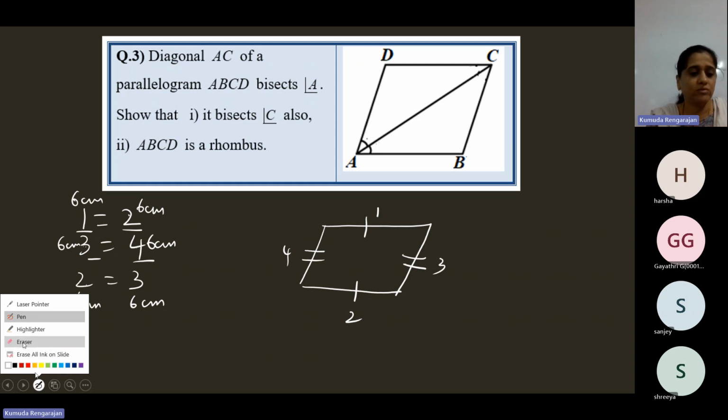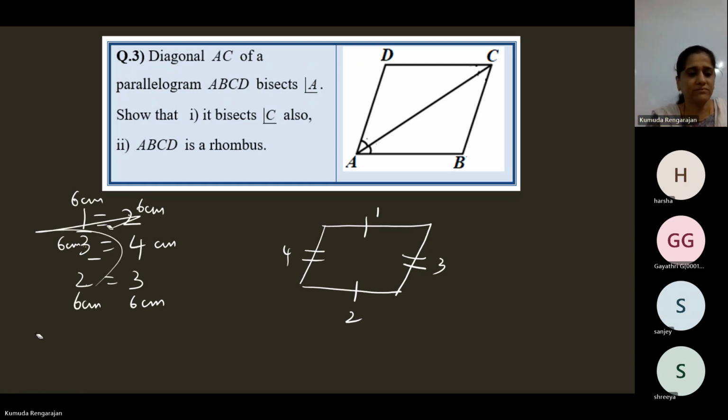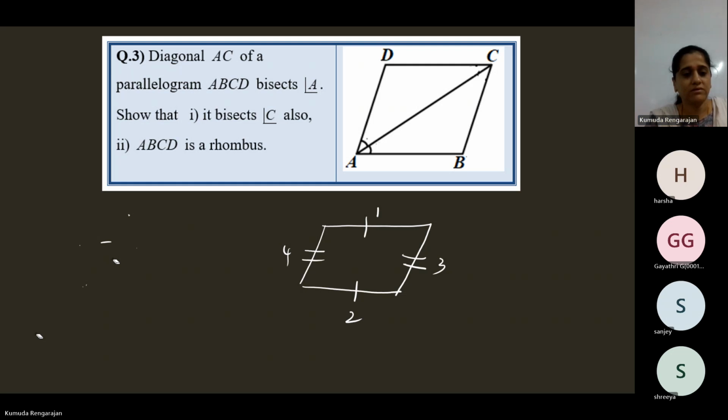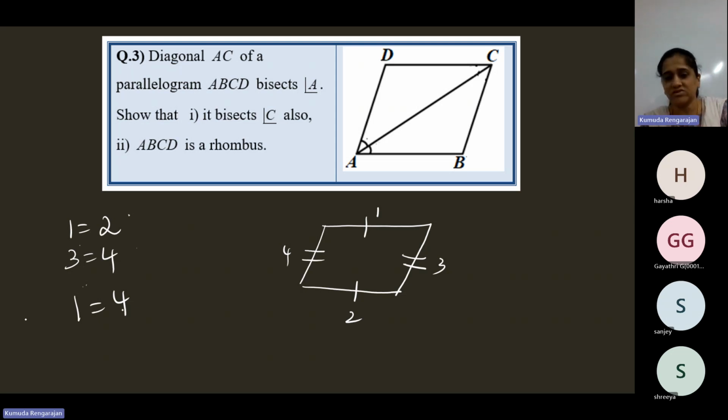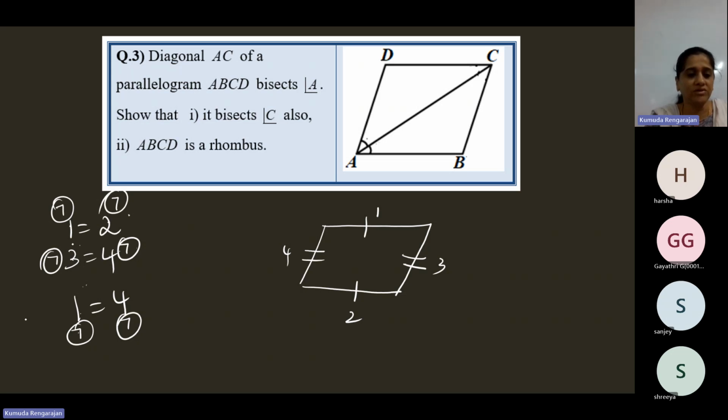It will work even if you prove any one pair. So we'll just take a different pair now. We already know side 1 is equal to side 2, side 3 is equal to side 4. Supposing we prove that side 1 is equal to side 4. One pair of adjacent sides. Say 1 is 7 centimeters. Then 4 is also 7 centimeters. So 3 is also 7 centimeters. 1 is 7 centimeters, so 2 is also 7 centimeters. So you can see 1, 2, 3, 4, all 7 centimeters.